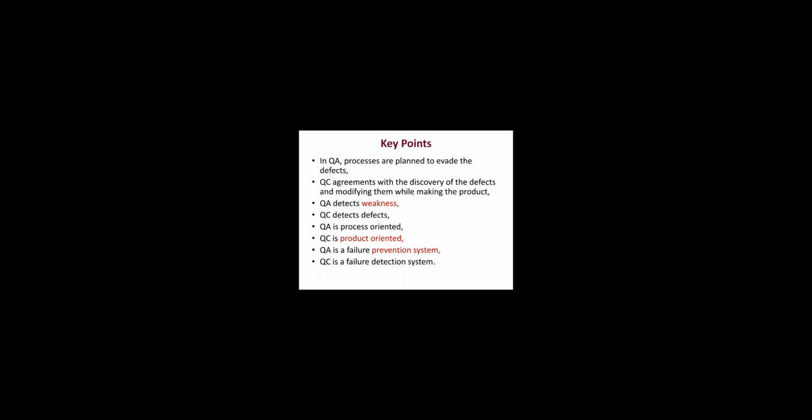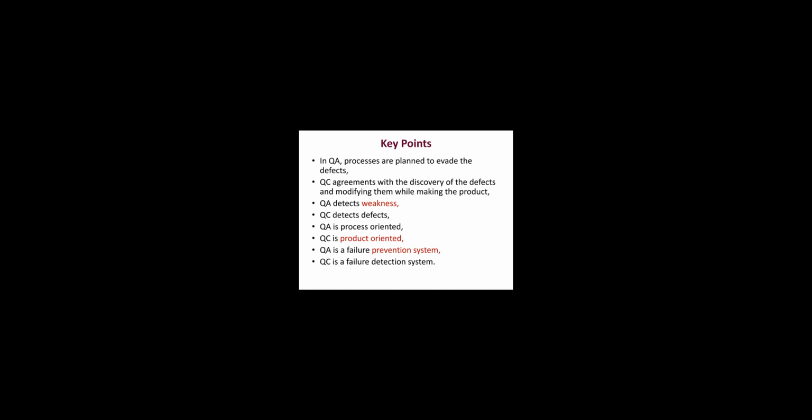process-oriented technique, and quality control is a product-oriented process. Quality assurance has a number of steps, so it is a process. And quality control means we will take the final product and check for what the defects are, what the hidden errors are. So quality control is product oriented, quality assurance is process oriented, and quality assurance is a failure prevention system.